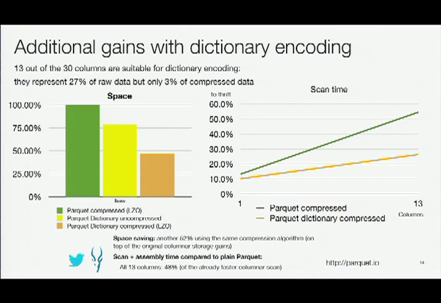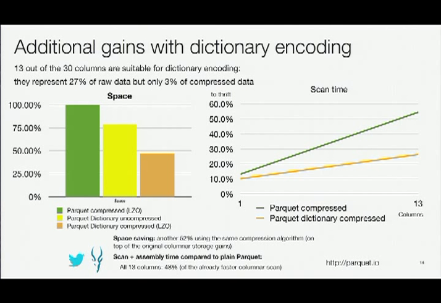That was with plain encoding, so columnar layout using a simple encoding for the data. Since then, we implemented dictionary encoding. For the columns that have small cardinality, a relatively small number of distinct values, we can build a dictionary of those values and encode them using the dictionary instead of repeating the values. And in that case, we can compress much better.